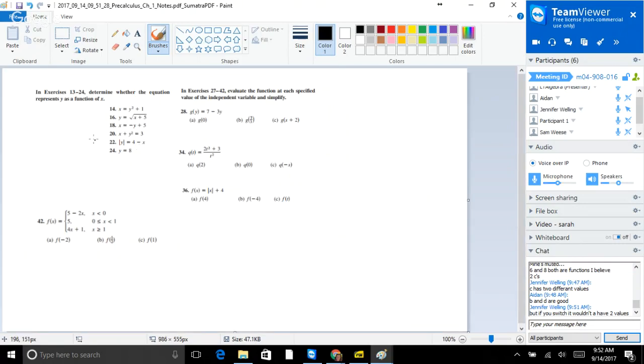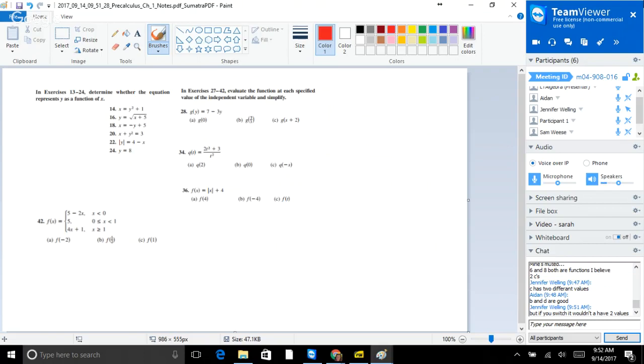Well, the biggest thing you're going to want to do when you're algebraically looking at this is solve for y. So off the bat, number 16 and 24 are going to be easy to look at. We've got to do a little work to 14 to see if we think that that's a function or not. So let's do 14 down here.